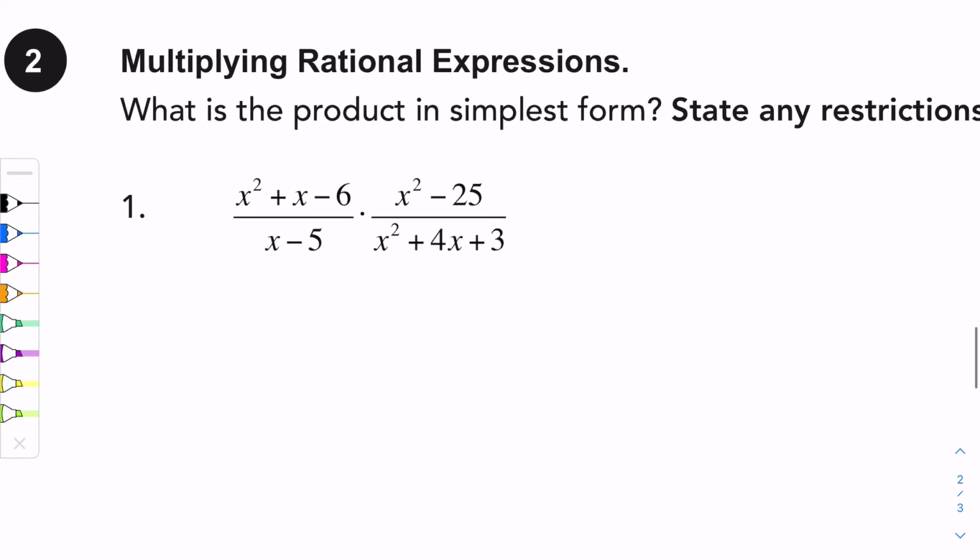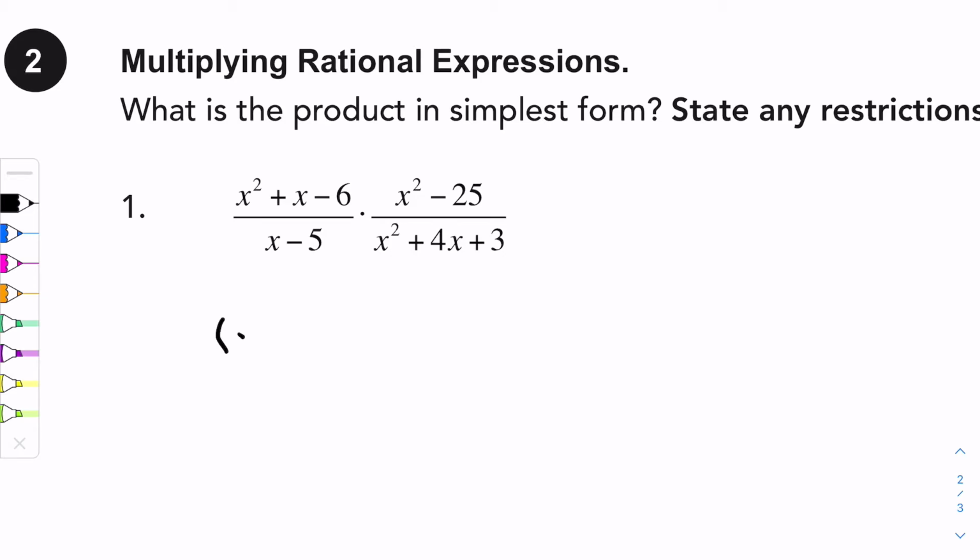Number 1, we have x squared plus x minus 6 divided by x minus 5 multiplied by x squared minus 25 divided by x squared plus 4x plus 3. The first step is to factor all numerators and all denominators. So yeah, there's more with this problem, but it's the same exact process as the ones we just went over.